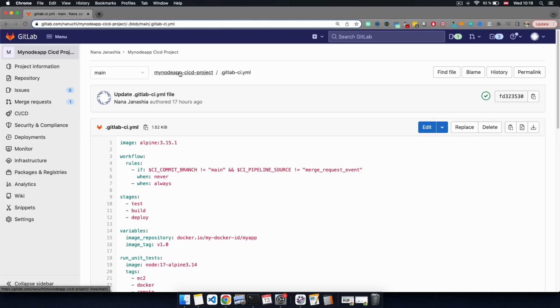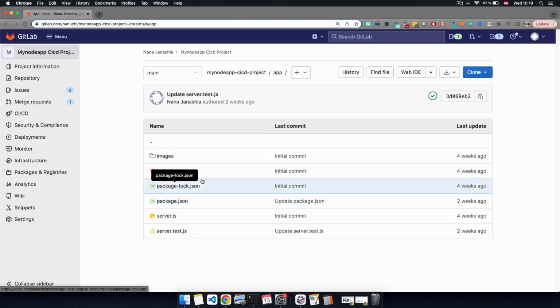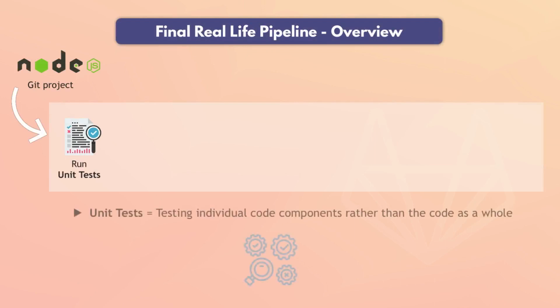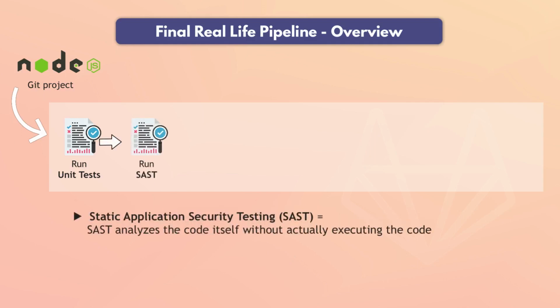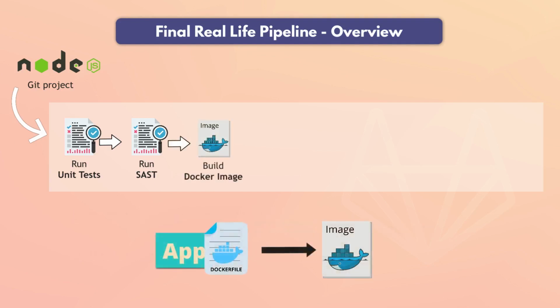So we will be using this Node.js application and building a complete real-life pipeline for it, which is going to have the following steps. First, we're going to run unit tests for the application, which are the simplest tests that basically just test the code itself. We're also going to run what's called static application security testing, which is basically scanning our code for any security issues. And we're going to learn all about different types of testing and how to do that when we get to that point. We're also going to build a Docker image from our application using the Dockerfile we have here.